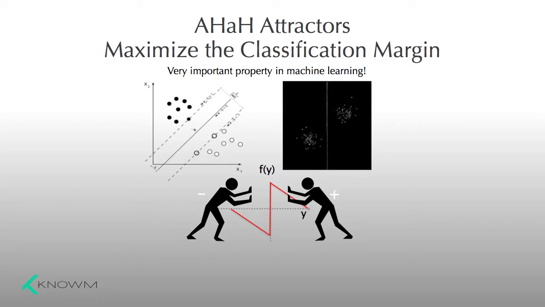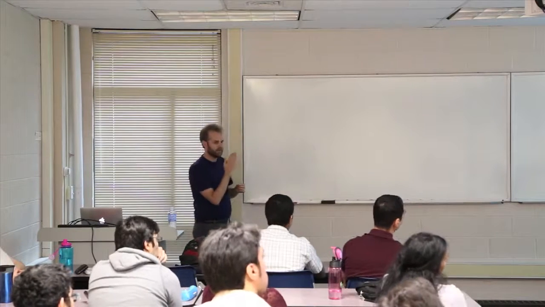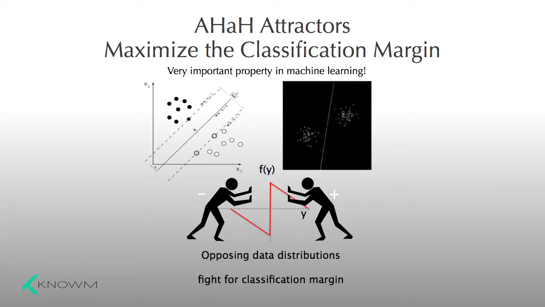So the net effect is that the data is pushing the decision boundary around. The stable point for that decision boundary is a place right in the center that maximizes the margin between the two, because the most influence comes from the data points closest to the decision boundary. So it finds that nice dividing point. This is a very useful place in machine learning. This is where you get generalization. Opposing data distributions fight for classification margin. What's really going on underneath the hood is that you have energy dissipating pathways competing for energy dissipation. We've made this mapping to a system that has this very useful property.